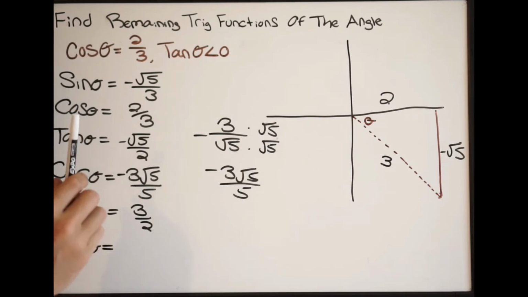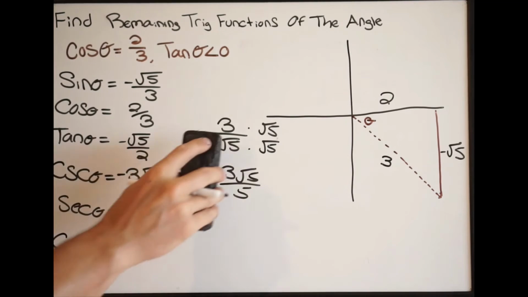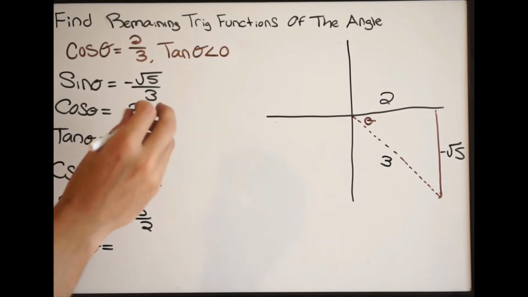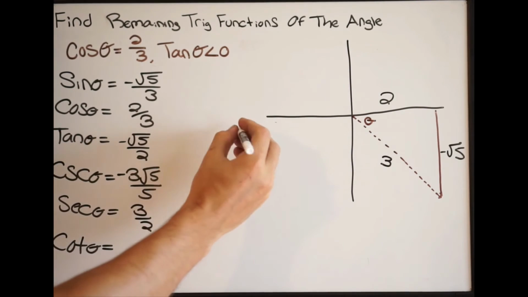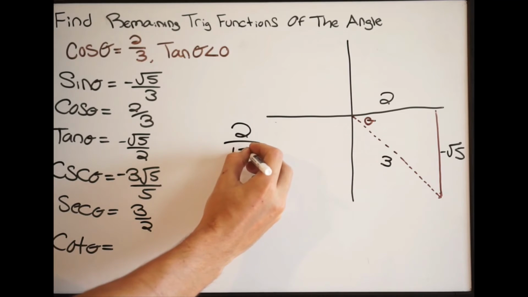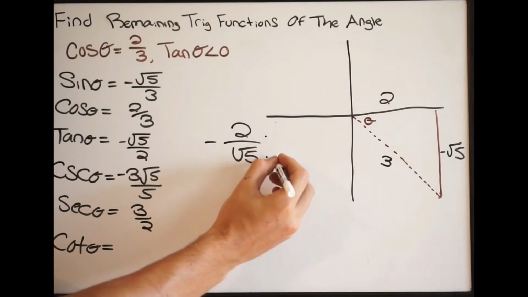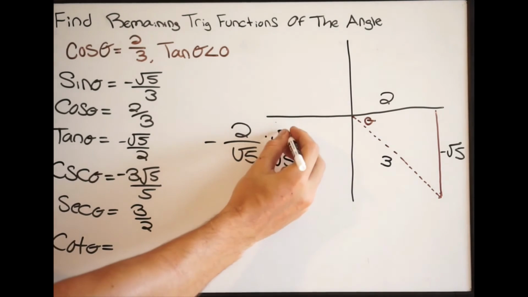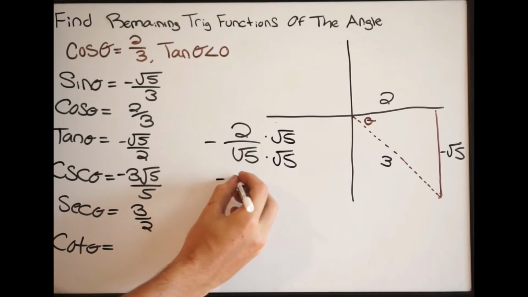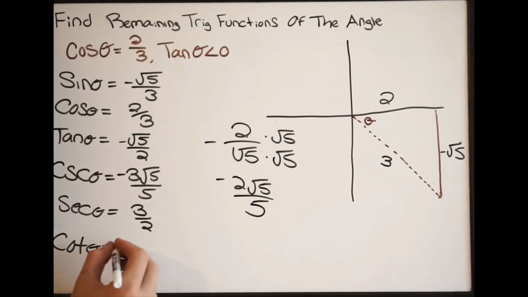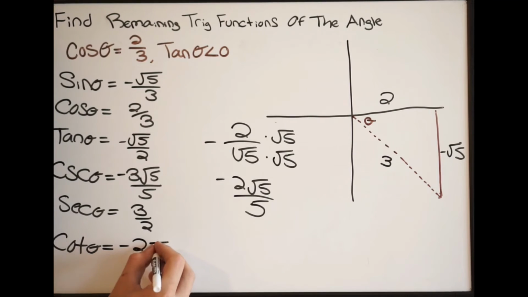So in this case, we go to tangent and we flip it. So it's going to be very similar to what we just did here. So we're going to go to tangent, flip it. So 2 over the square root of 5, again, will be negative. Again, we need to rationalize the denominator here. So times the square root of 5 on both the bottom and the top. Negative 2 square root of 5 all over 5. So that is what cotangent is going to be.